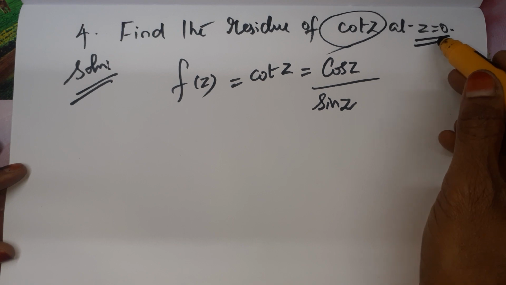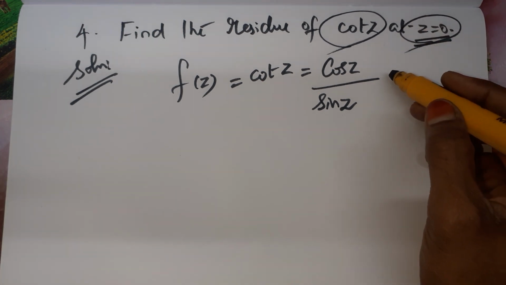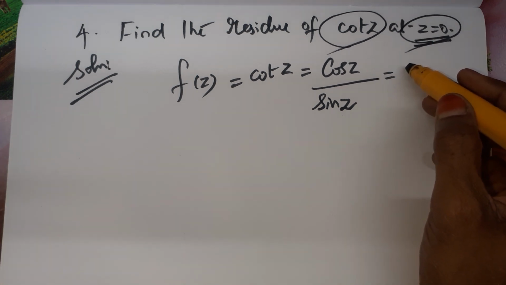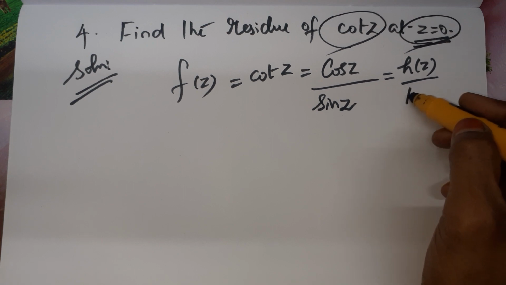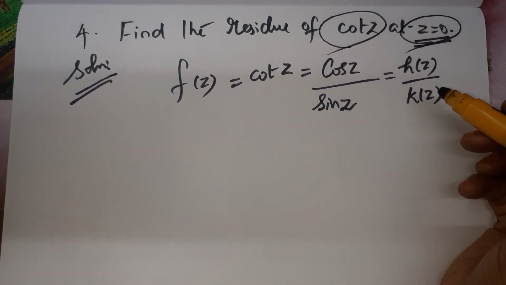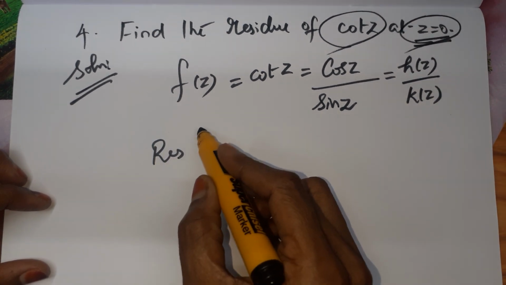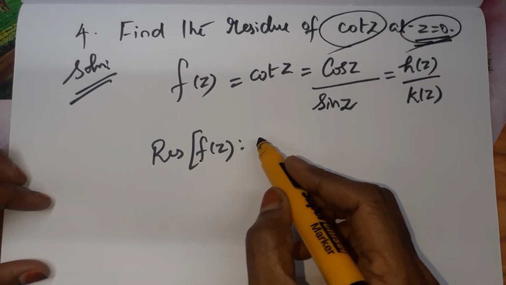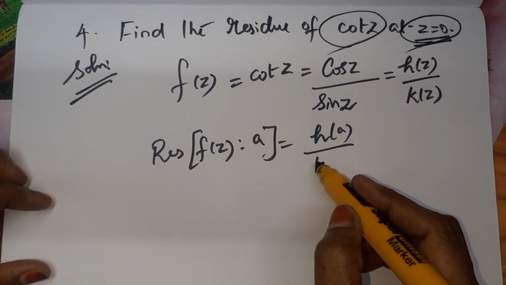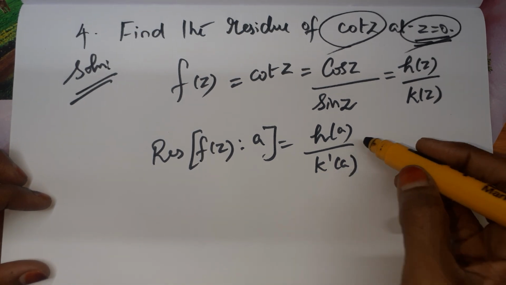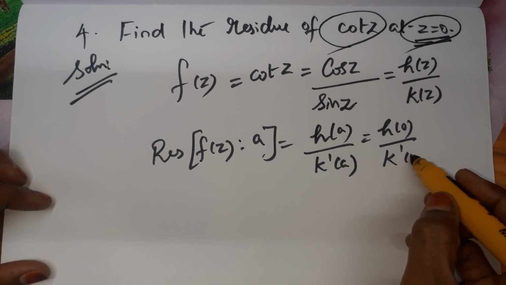Since it is a single pole, it is not a double pole, they didn't mention anything. So it is a single pole, and we can take this as h of z by k of z. What is the formula for calculating the residue? Residue of f of z at the pole a is equal to h of a by k dash of a, right? So here it is h of 0 by k dash of 0.